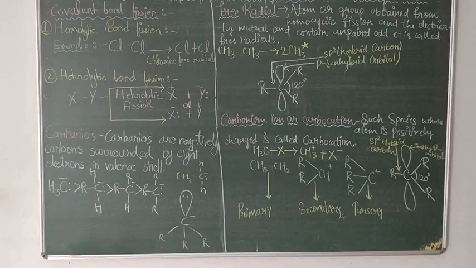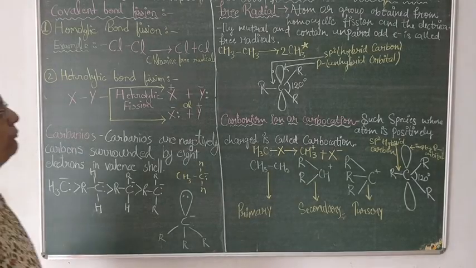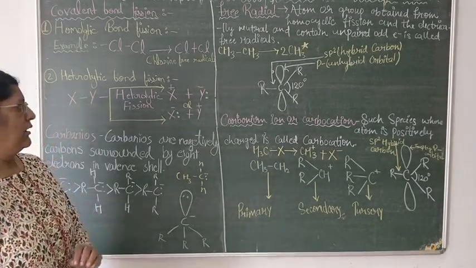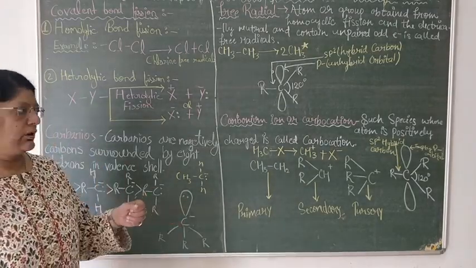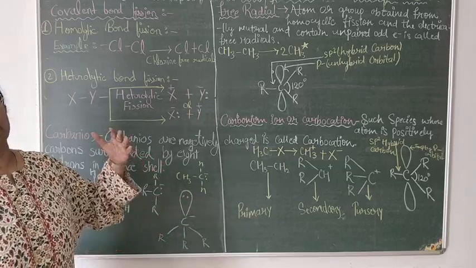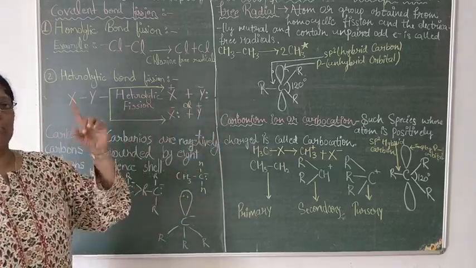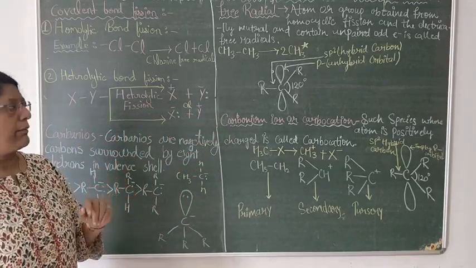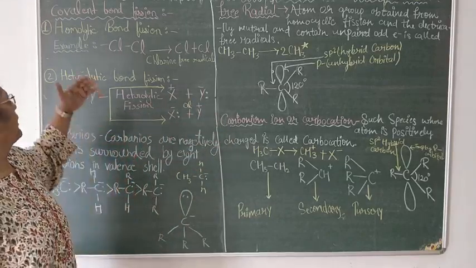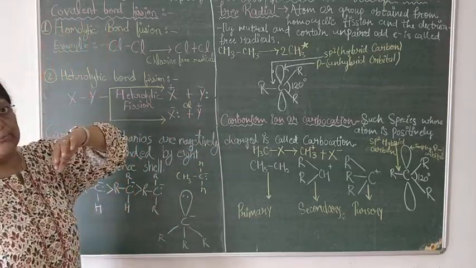11th class, we are continuing the same topic, that is organic chemistry, with some principles and techniques. Earlier we talked about nomenclature, then isomerism, then inductive effect and electromeric effect. Resonance effect we will read in chapter number 4, that is chemical bonding. Further we are talking about covalent bond fission.